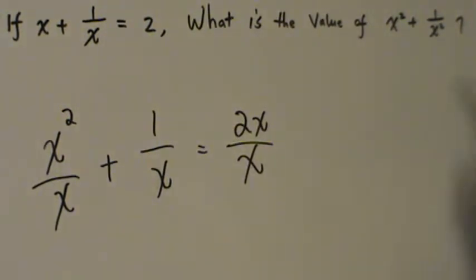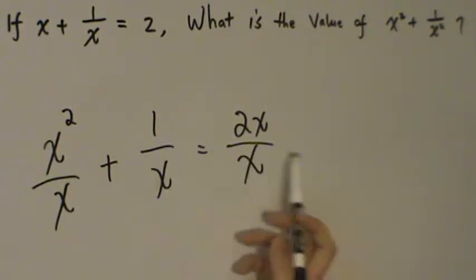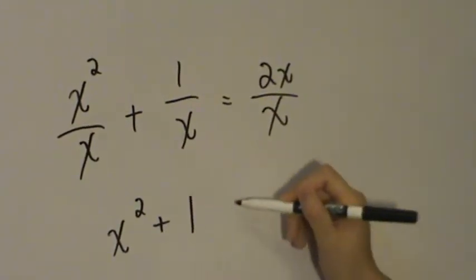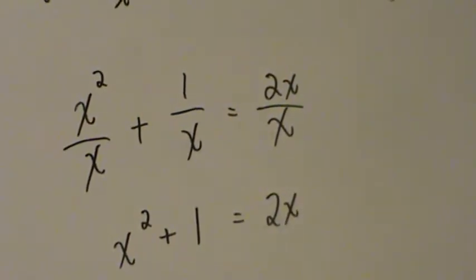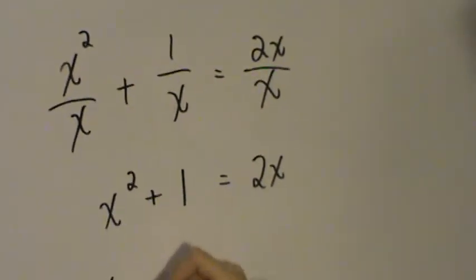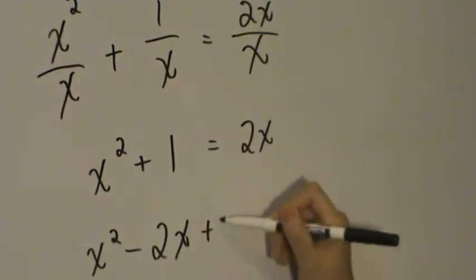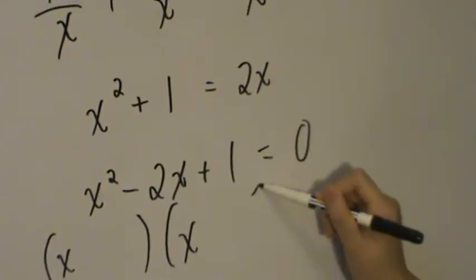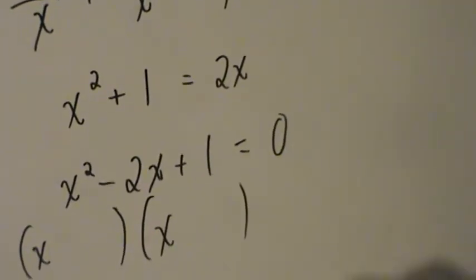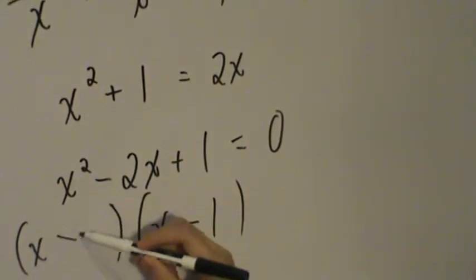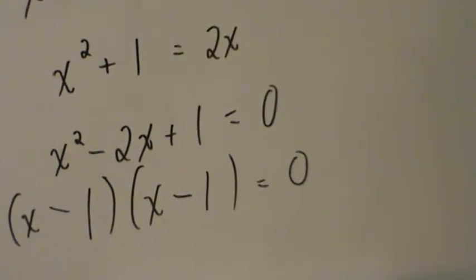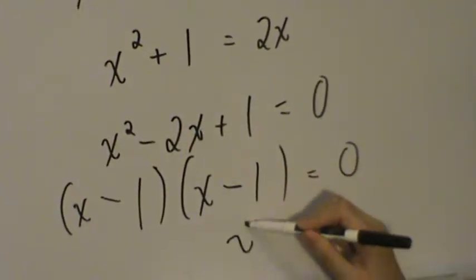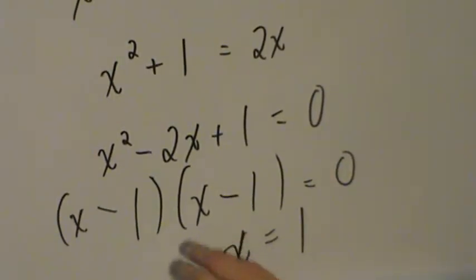Alright, so now since we know that these are equal to each other, and there's x in the denominator for all the terms, we can just take the numerators and set them equal to each other. So x squared plus 1 equals 2x, and let's bring this term over. So we're going to subtract 2x from both sides, equals 0. Now we can factor this polynomial to find the solutions for x. We're going to get x minus 1 for both terms. And if you FOIL this out, you're going to find that this is just going to equal x squared minus 2x plus 1.